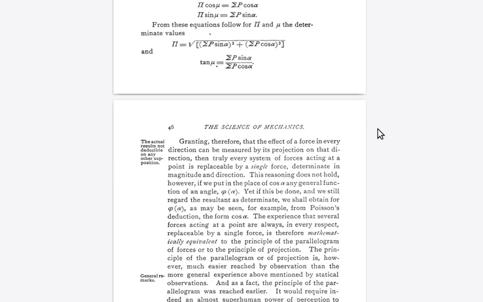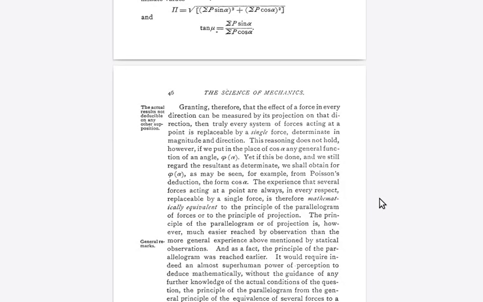Granting, therefore, that the effect of a force in every direction can be measured by its projection on that direction, then truly every system of forces acting at a point is replaceable by a single force, determinate in magnitude and direction. This reasoning does not hold, however, if we put in the place of cosine alpha any general function of an angle, phi of alpha. Yet if this be done, and we still regard the resultant as determinate, we shall obtain for phi of alpha, as may be seen, for example, from Poisson's deduction, the form cosine alpha.